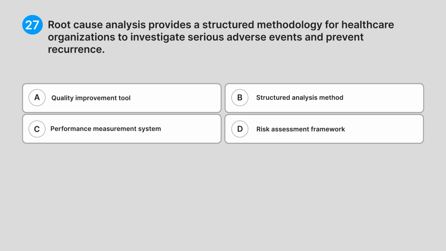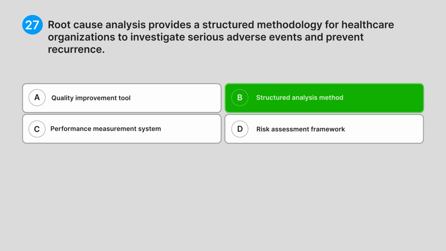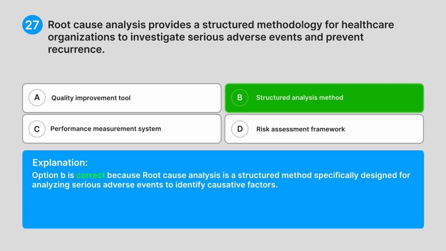Correct answer, D. Structured analysis method. Explanation. Option B is correct because root cause analysis is a structured method specifically designed for analysing serious adverse events to identify causative factors.